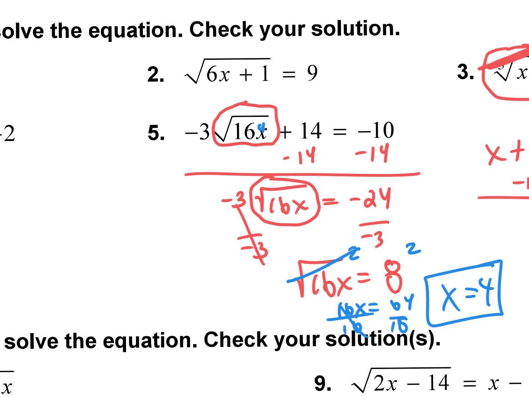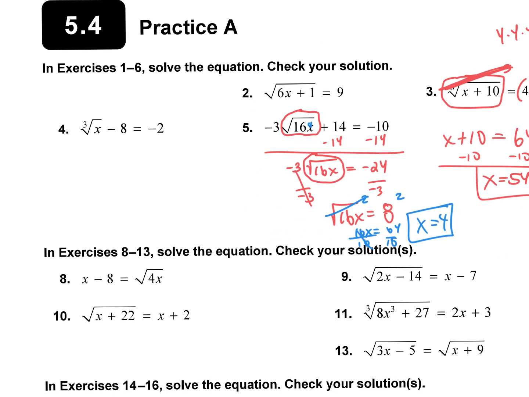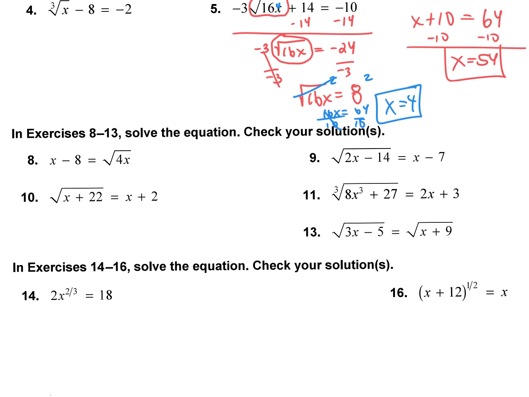And then we can throw this back in and check. If I put a 4 right here, think about this. 16 times 4 is 64. The square root of 64 is 8. 8 times negative 3 is negative 24 plus 14 gives you negative 10. We okay?